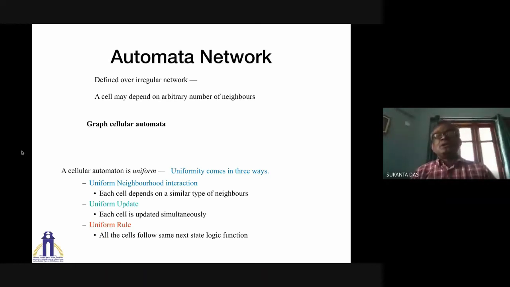Some work was done in the early 80s and then in the 80s and 90s, and it also has a newer name, graph cellular automata. It means you define a graph and place a finite automaton in each node of the graph, and the graph tells you the neighborhood structure of each individual node.